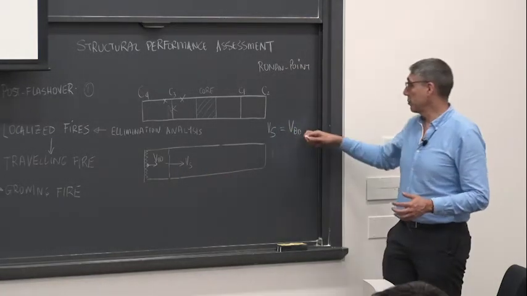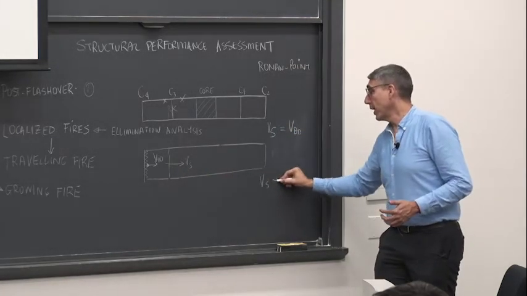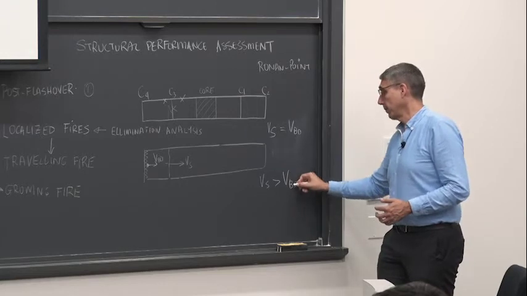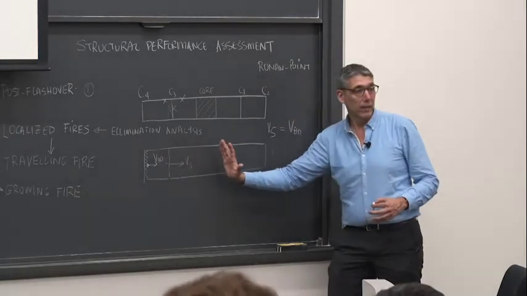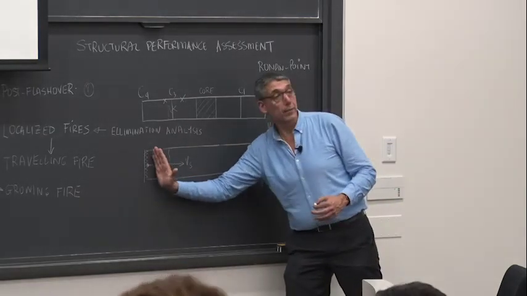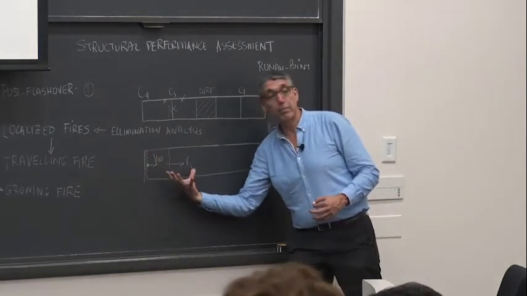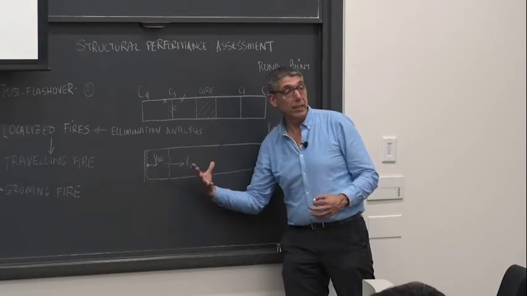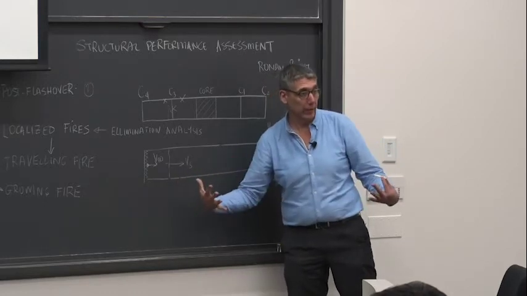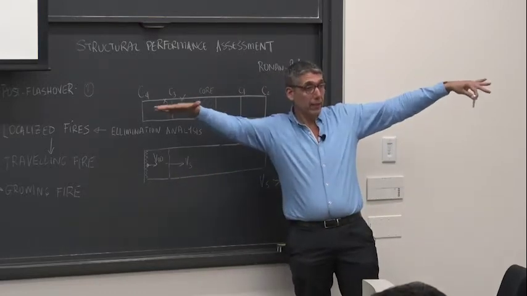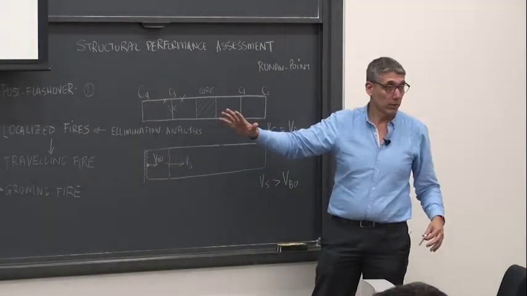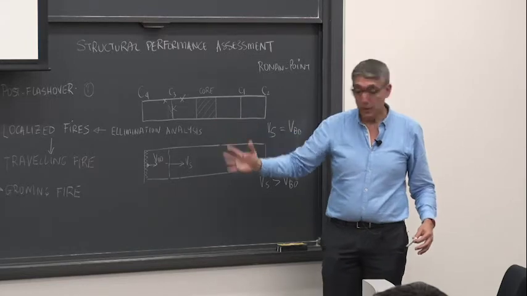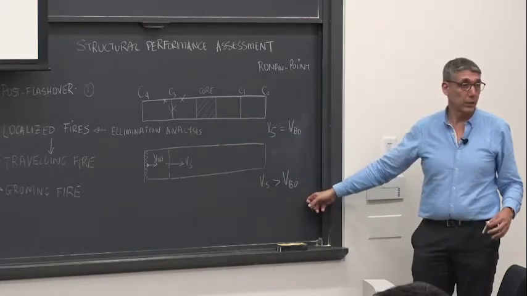If the spread velocity is greater than the burnout velocity, then this front is going to be moving faster than what this front can move, in which case the fire is getting bigger and bigger and bigger. And as it gets bigger, at some point, it will produce enough heat that the radiation will ignite everything and the entire compartment goes to flashover. So it's a very, very different situation.